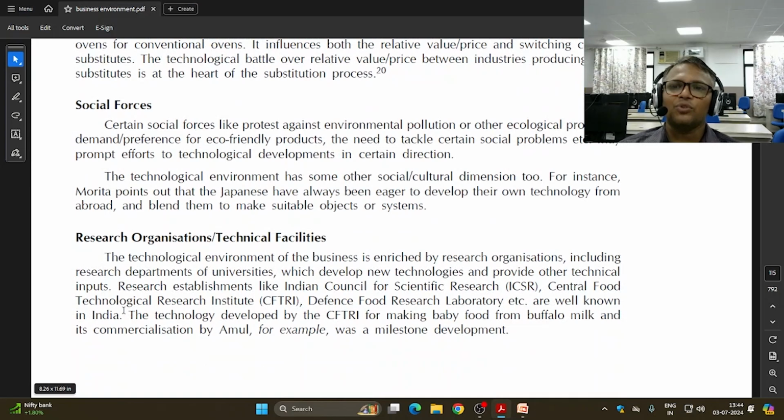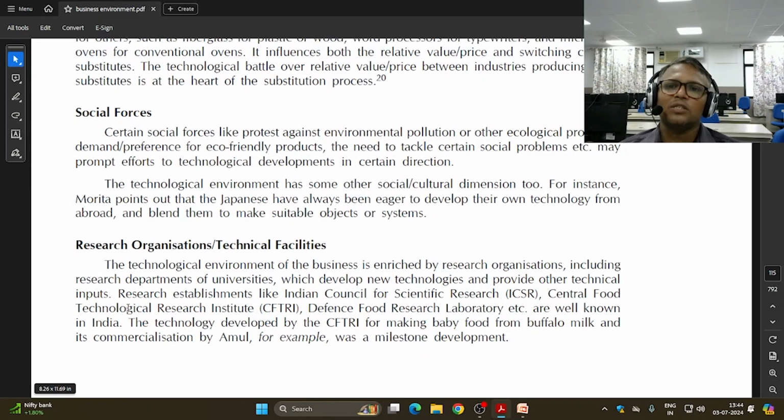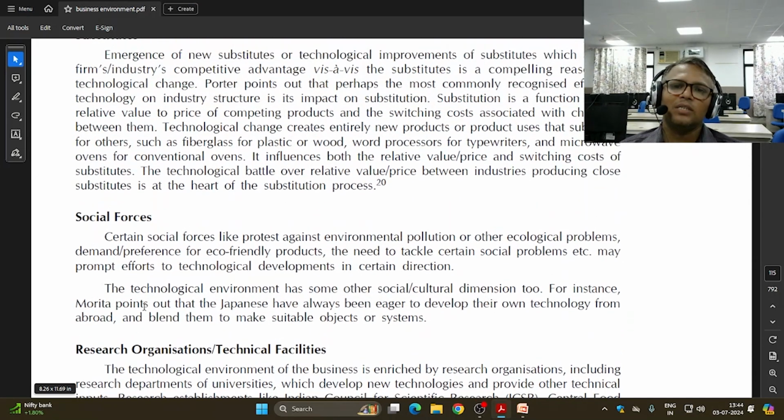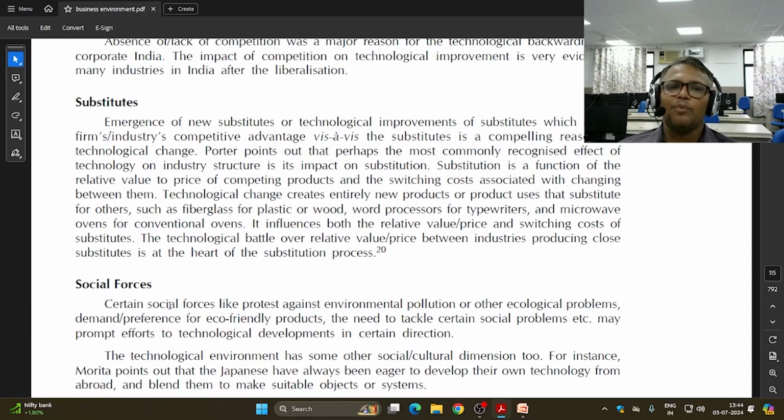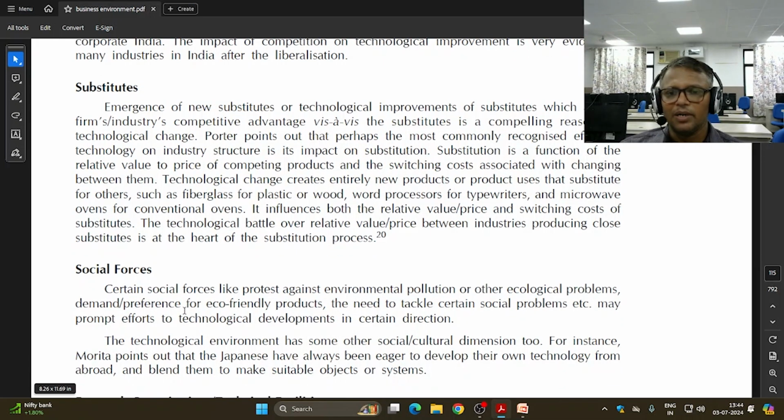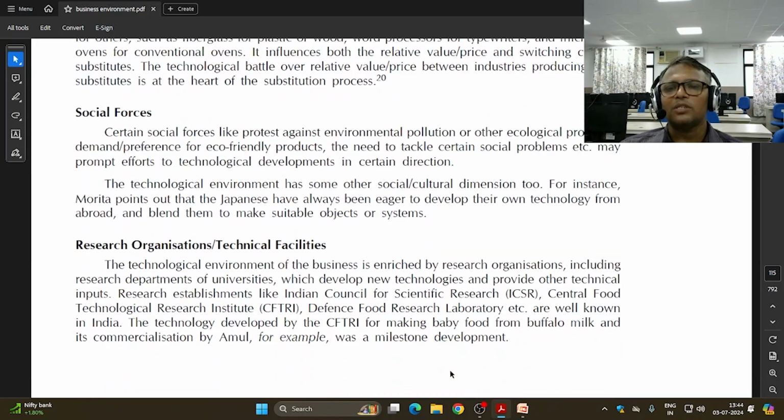Next is social forces. Certain social forces, like protests against environmental pollution and other ecological problems, and demand for environment-friendly products, may prompt efforts toward technological developments in certain directions. But the technological environment has some other social and cultural dimensions too. For instance, Baudrillard points out that the Japanese have always been eager to develop their own technology to make suitable objects or systems.